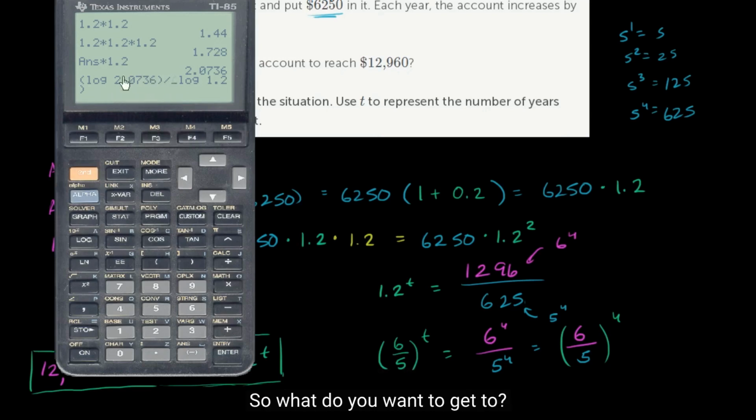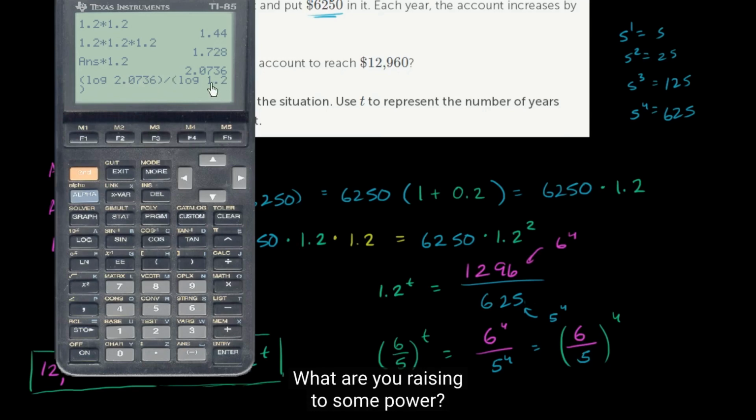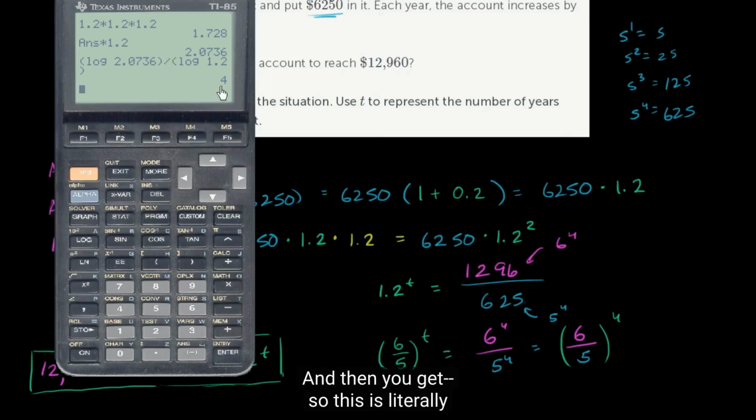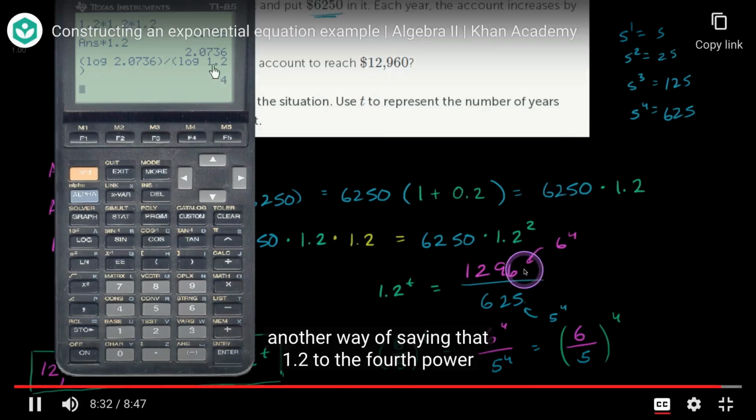So what do you want to get to? You want to get to 2.0736. What are you raising to some power? 1.2. Divide the log of the thing you're trying to get to by the log of the base that you're trying to raise to a power, and you click enter, and then you get the answer. So this is literally another way of saying that 1.2 to that power gives 2.0736.